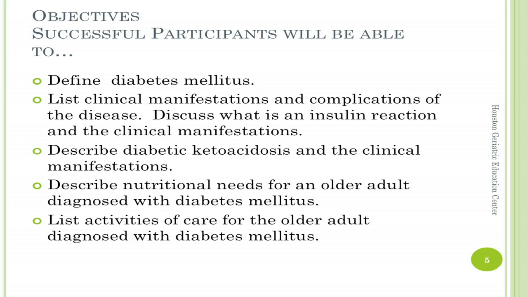The objectives for this presentation are to be able to define diabetes, to list clinical manifestations and complications of the disease. You'll be able to discuss an insulin reaction and also the clinical manifestations associated with that, describe diabetic ketoacidosis and the clinical manifestations, describe nutritional needs for an older adult diagnosed with diabetes, and list activities of care for the older adult diagnosed with diabetes.